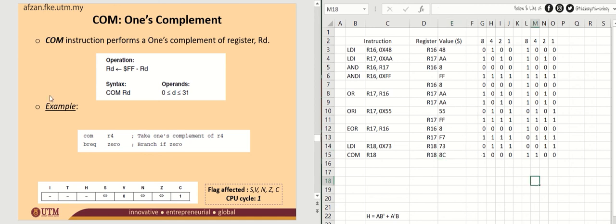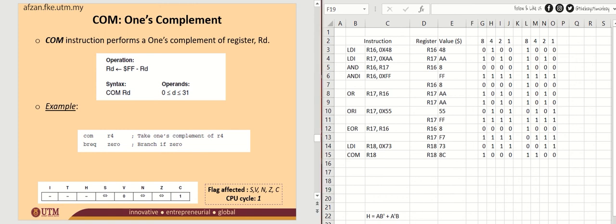Or you can simply use your calculator by pressing FF minus 8C. FF minus 73, and you get 8C as well. Right, that is for the COM.